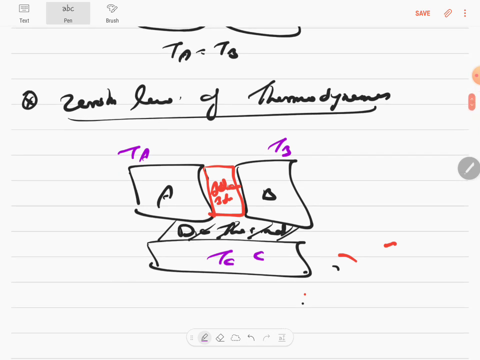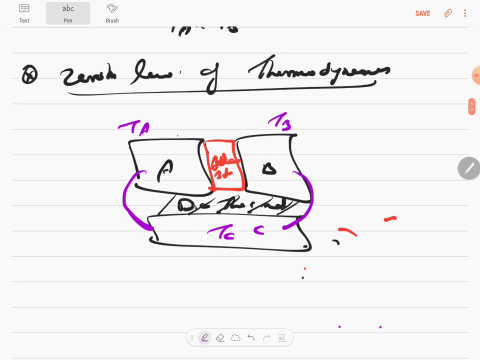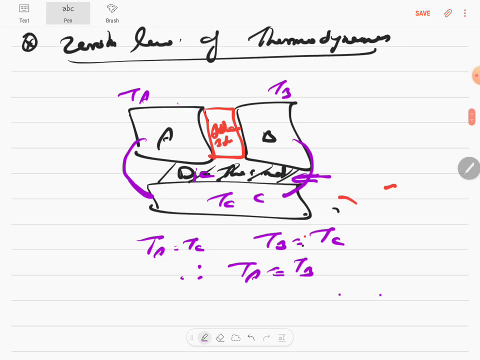And since there is no transfer of heat from TA to TB, but there is still exchange of heat from TA to TC and TB to TC, because it has a diathermal wall which allows the flow of heat, therefore TA is equal to TC, TB is equal to TC, and therefore TA is equal to TB. And this is known as the zeroth law of thermodynamics.